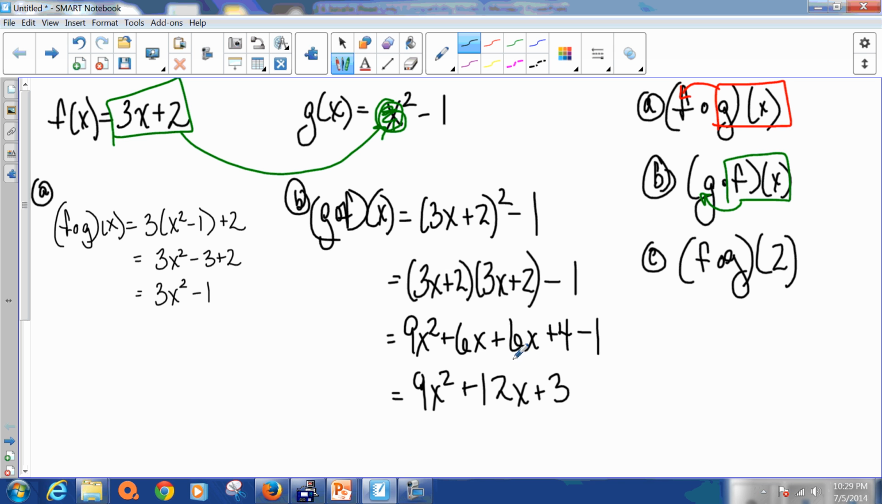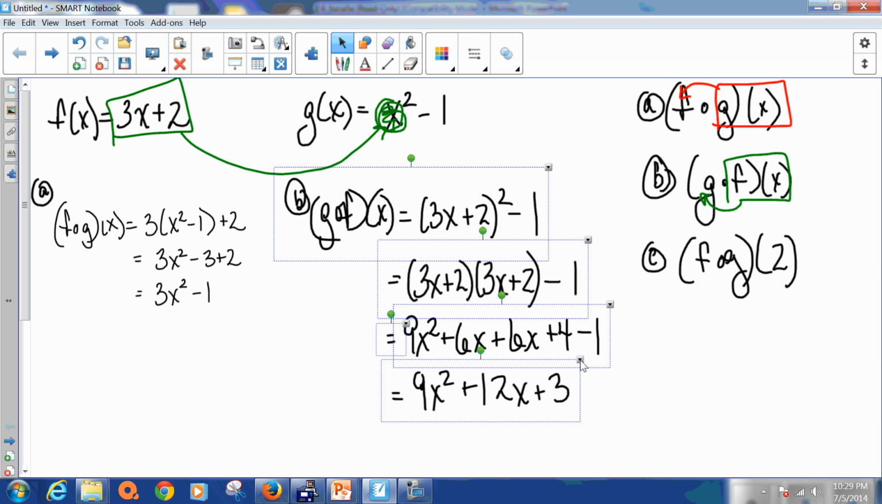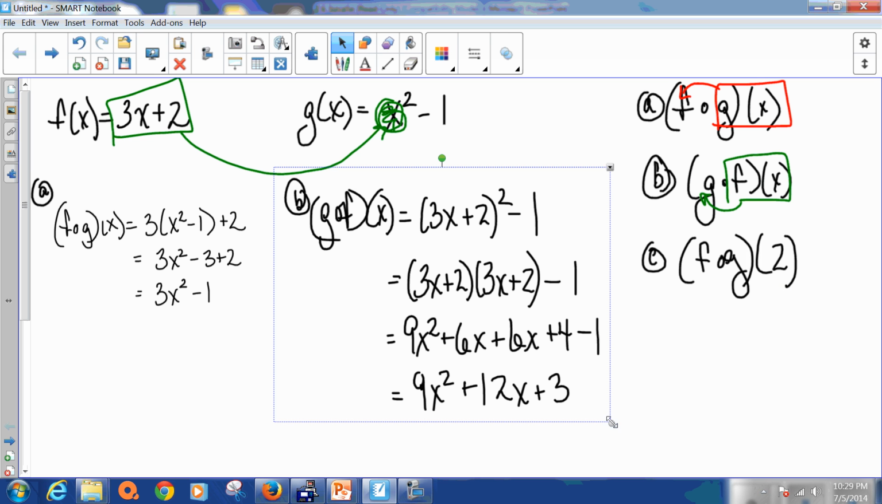So not too bad. These can get super ugly because it doesn't have to be linear and quadratics. It can be any kind of terrible looking equation and expression, but usually they try to keep it to a low raw and it's not too overwhelming. I'm going to group this and make it a little bit smaller.